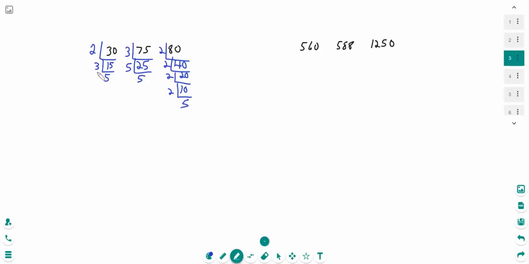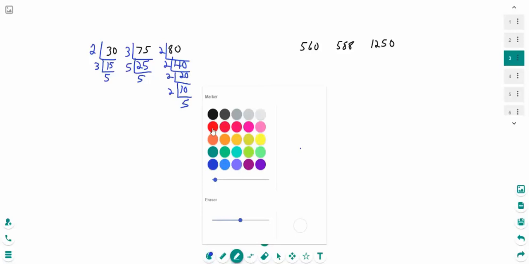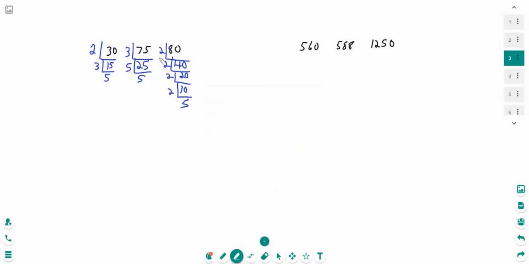All right, so what numbers are we dealing with? Well, 2s. Let's start with that. The most 2s we see are in the last one, and there are 4 of them. So we're going to have 2 times 2 times 2 times 2. And then the most 3s we see are just 1. Both 30 and 75 have just one 3 in there. So we're just going to use one 3.